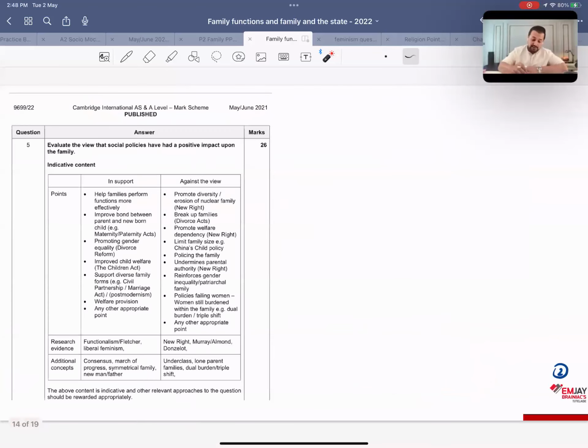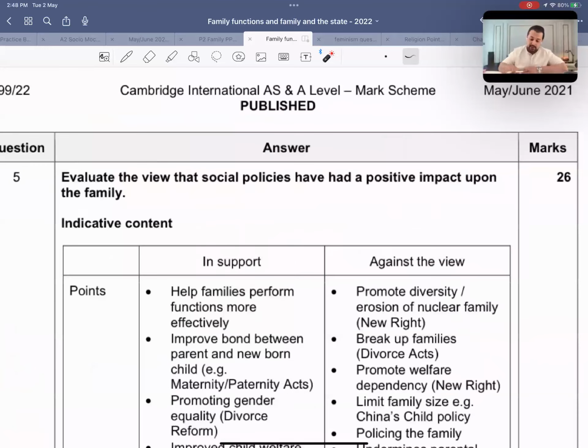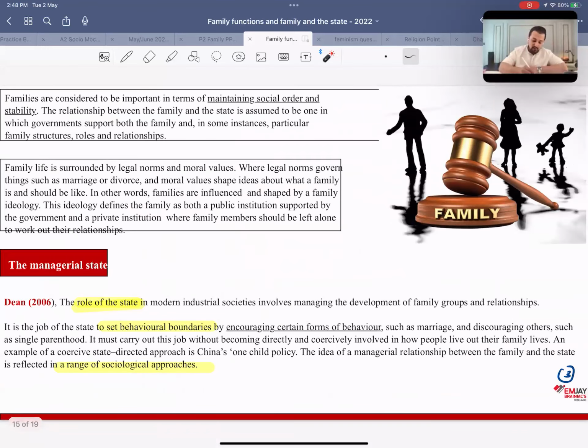Taking this ahead, this is the question. Again, we'd get back to this. Let me begin with the concept of the managerial state.